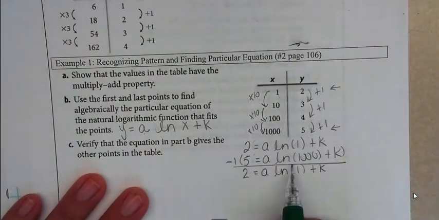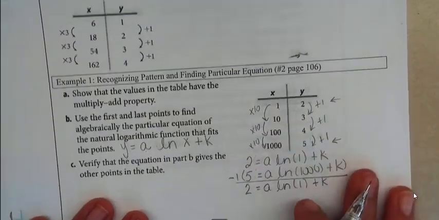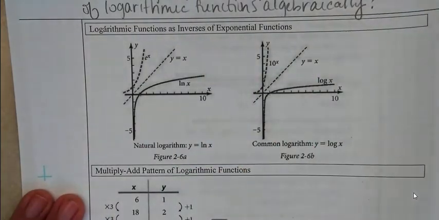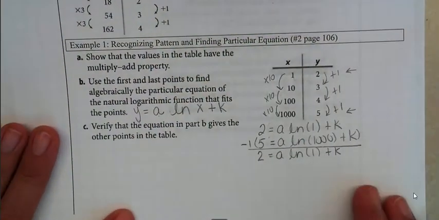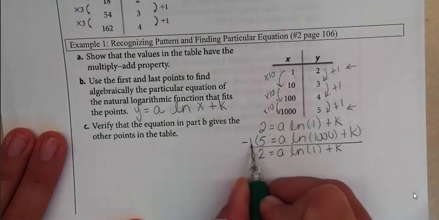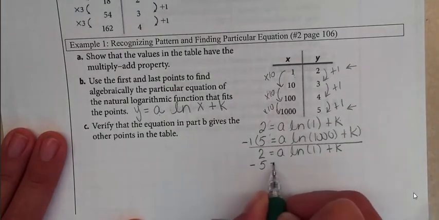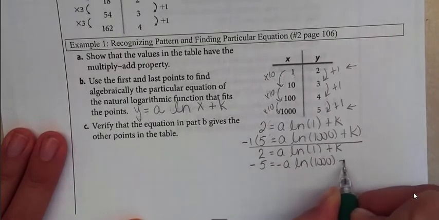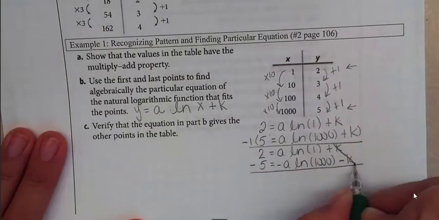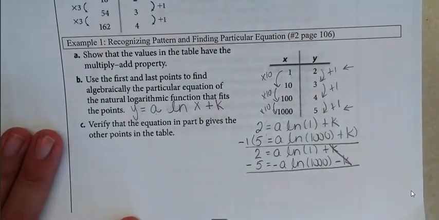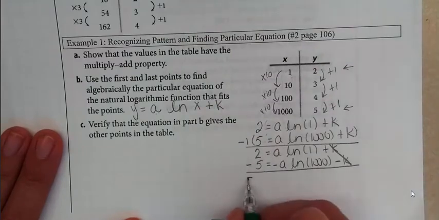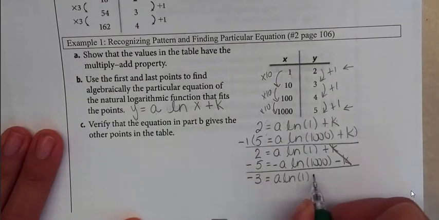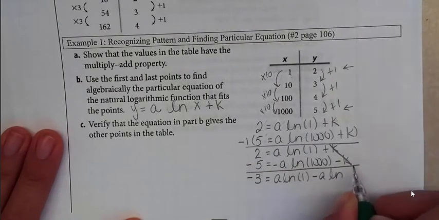Hopefully you're thinking to yourself, oh, I know what ln of 1 is, because we just went over that on this graph, right? The ln of 1 is going to be 0. That might make our life a little easier in the future there. Down here, I'm going to distribute that negative 1. So now I can see that those k's cancel when I combine them. Let's see, I'm going to end up with negative 3 equals a ln of 1 minus a ln of 1,000.